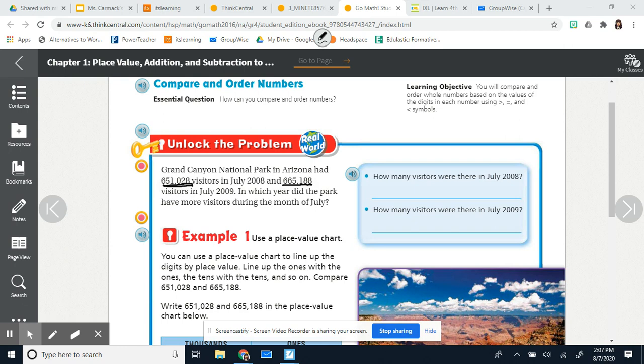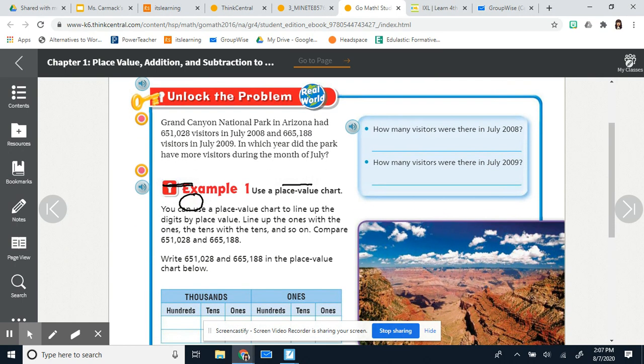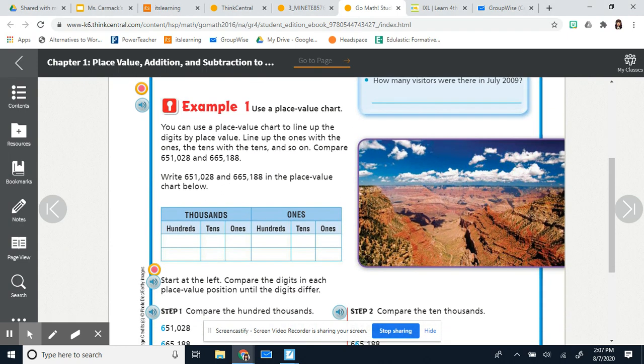Okay, so as I'm reading this problem, I like to pick out keywords. They want to know in which year did the park have more visitors. So I'm going to circle that word because that's very important. So when you have more of something, that means we have something larger than something else. So in example 1, we're going to use a place value chart. We're going to use this to line up the digits by place value.